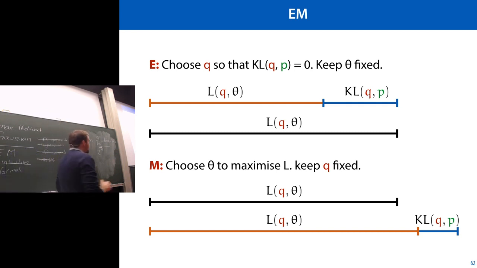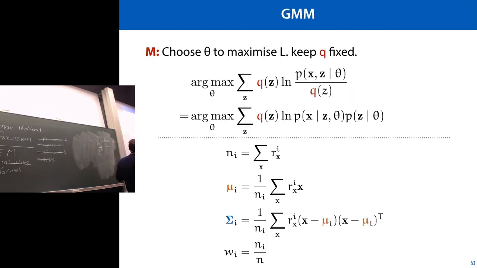And now we can take this M step and work it into a maximization objective. The M step is: choose theta to maximize L, keeping Q fixed. So we want to choose theta to maximize this function, which you can rewrite into this. The Q of Z doesn't matter because we're taking the argmax, and Q of Z doesn't depend on theta. So this is our maximization objective.